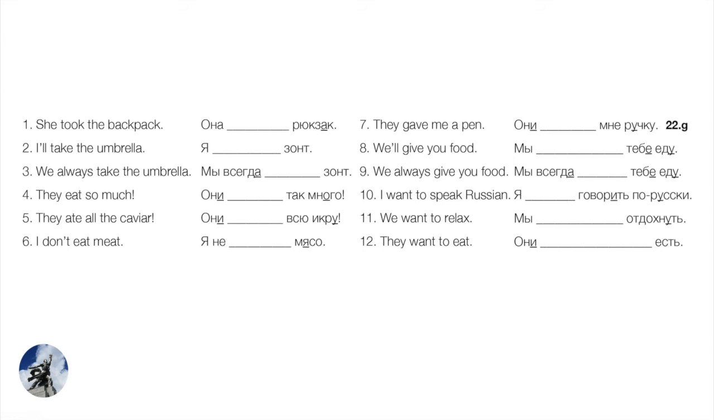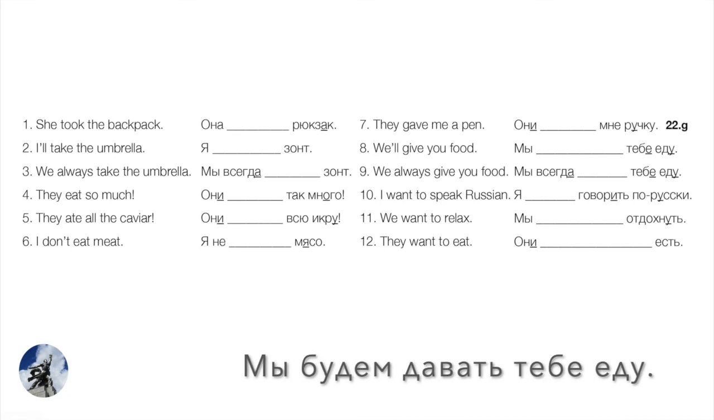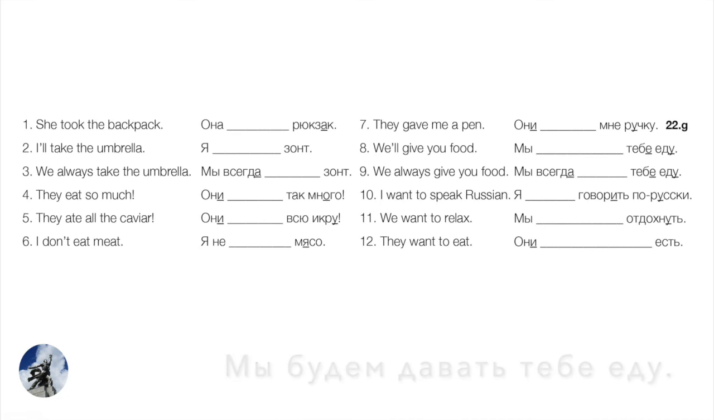Now here, there's no context, so we could assume maybe that this is going to be an ongoing thing. Well, how would we express that in Russian? We need an imperfective future tense. Мы будем давать тебе еду. That sounds like it's going to be a repeated, ongoing action. We will give you food habitually, repeatedly, and so forth. And that's actually what we have in number 9. I jumped the gun a bit there.